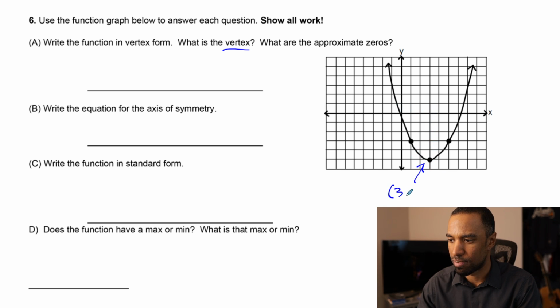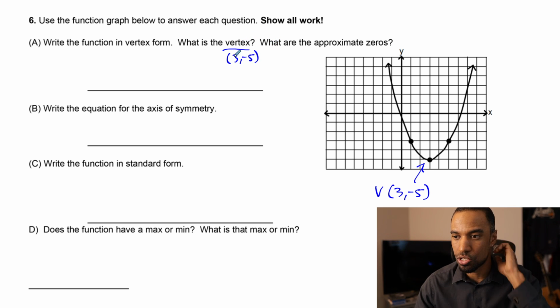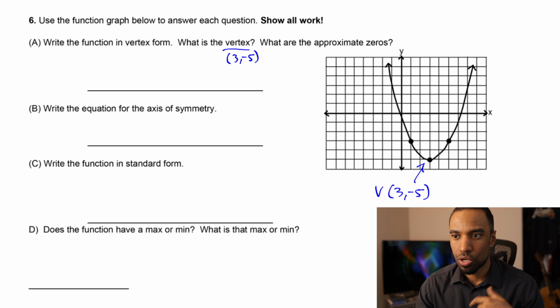Is that 3, negative 5? I think that's opposite of what the other one was. Wasn't the other one negative 3, 5? I think so. So the vertex is at 3, negative 5 right there. Remember, that is your h and k. Let's just do the zeros first. Let's get them out of the way.